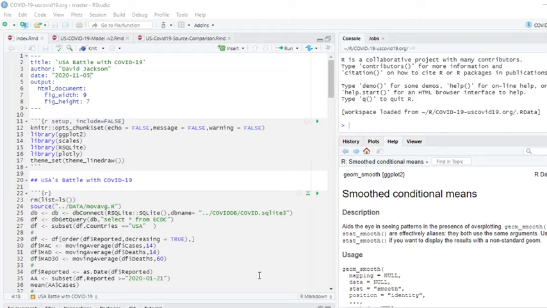Today is November 5th, 2020, 3 days after the presidential election, and the counting goes on.